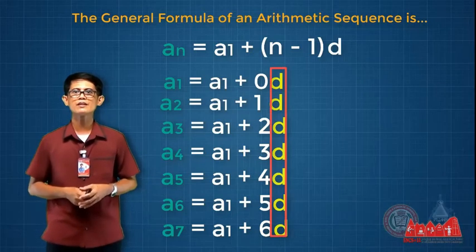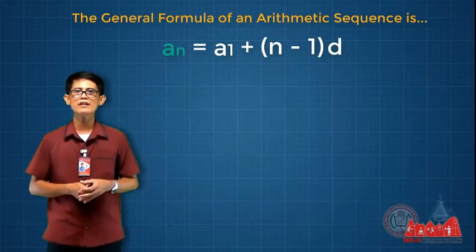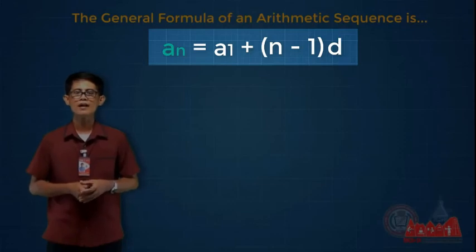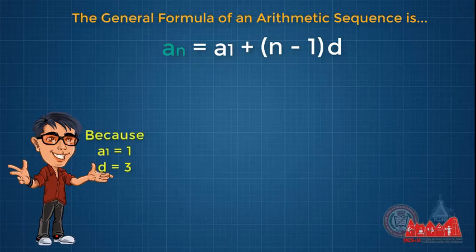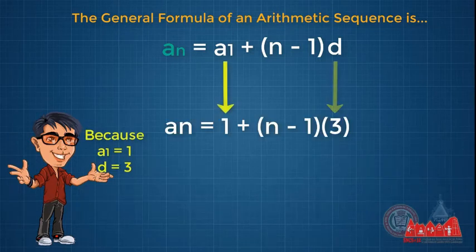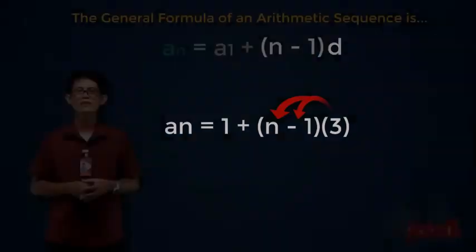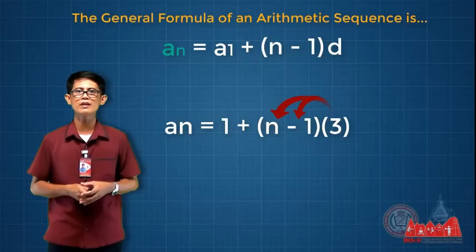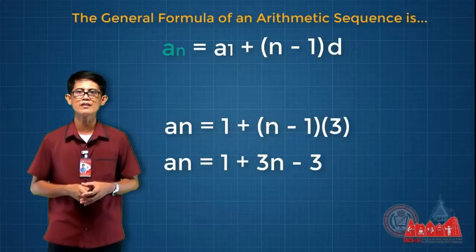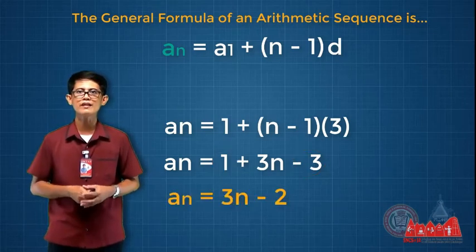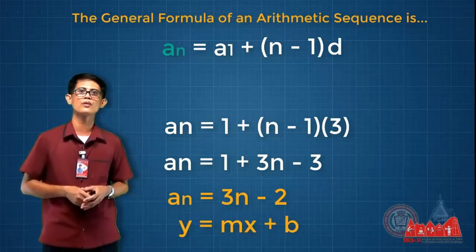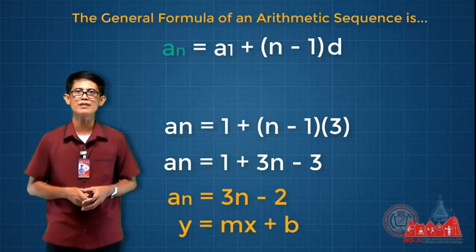That's it. Therefore, our general formula is a sub n equals a sub 1 plus the quantity n minus 1 times d. Because a sub 1 equals 1 and d equals 3, we can substitute their actual values as shown below. Distribute 3 to n minus 1, so that will be 1 plus 3n minus 3. Combining 1 and negative 3 becomes a sub n equals 3n minus 2. The same equation with y equals mx plus b.